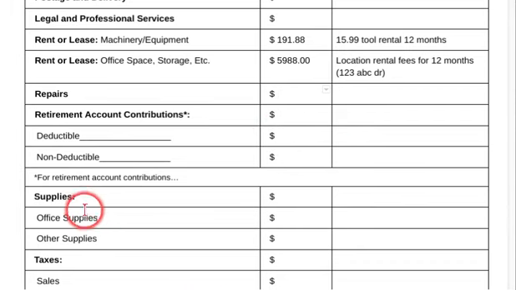Then we're going to be on supplies. I always put a grand total on my supplies here, and these would make up that grand total. So, say I had a total of $1,390 in supplies. I can put office supplies, $390, office supplies purchase, and then other supplies, let's say $1,000.